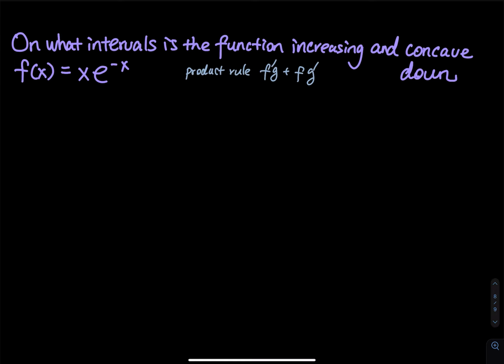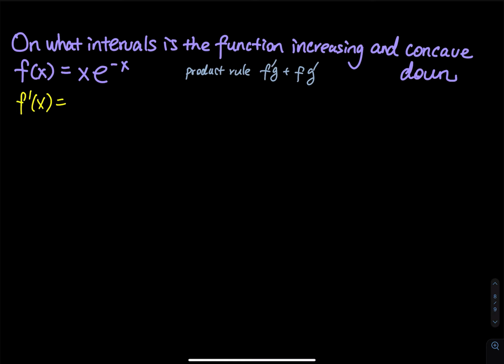Okay, so first of all, for increasing, decreasing, that is for the slope. So whenever you talk about slope, what are you looking for? You are looking for the first derivative, right? So let's take the first derivative using product rule. So we have f prime of x. So product rule, we use f prime g plus f g prime.